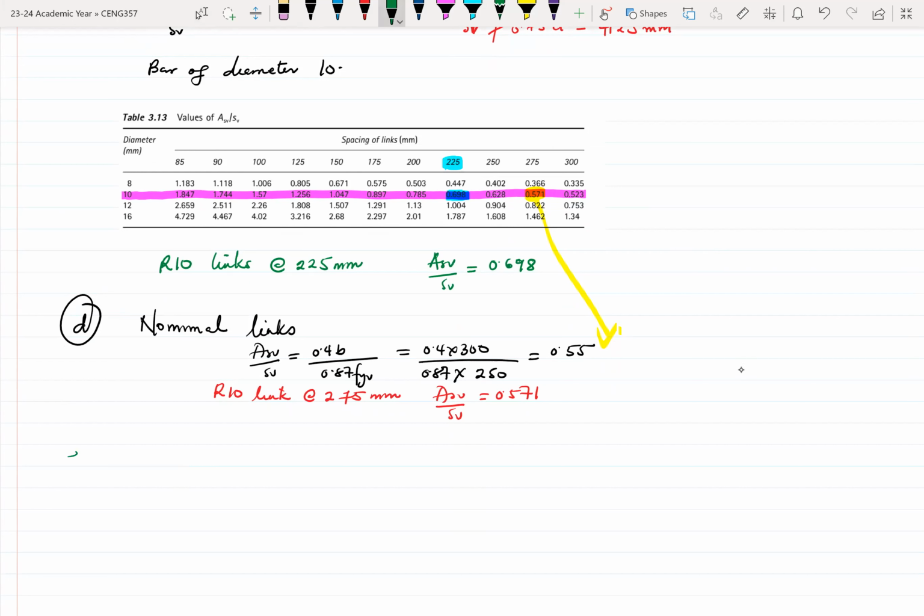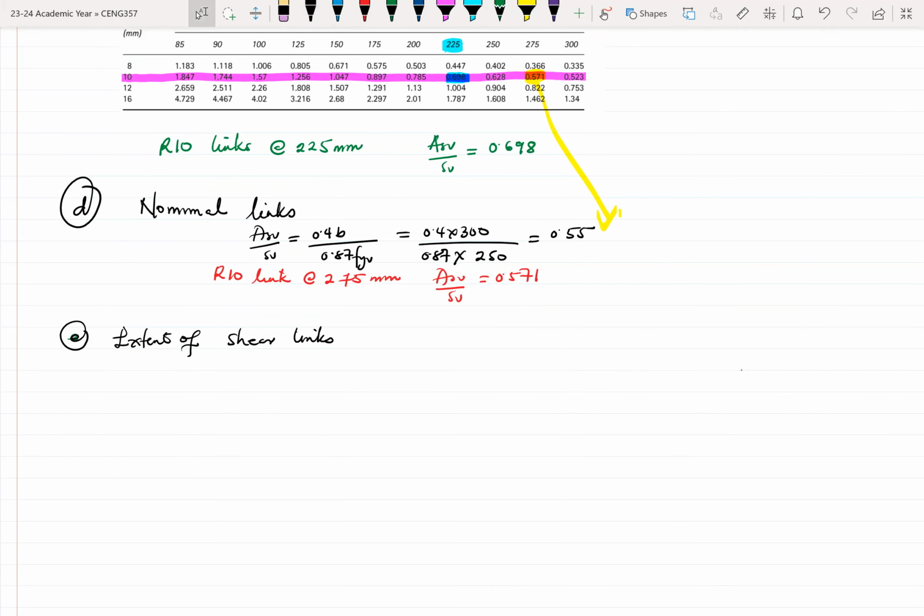So I'll call this point E. And let's look for the extent of the shear links. That would also help us to know the extent of the nominal links. So let me come back here. There are two ways to do this, so I'm going to explain the two methods. You can choose which one you would want to go with. So this is my shear force diagram. This looks a bit funny, but I think we get an idea.